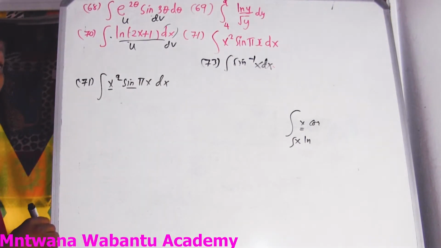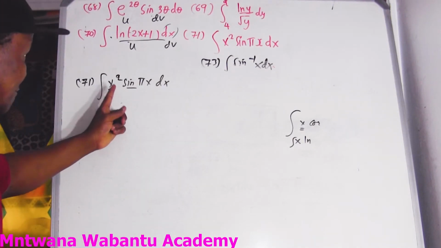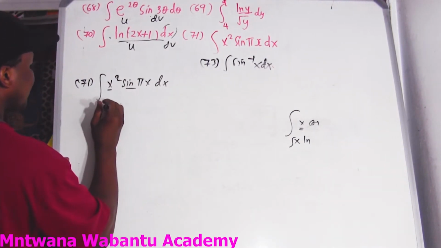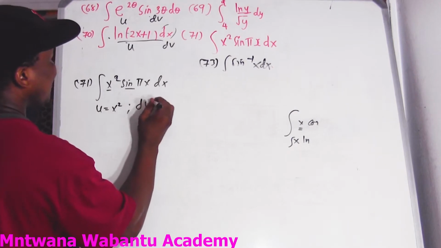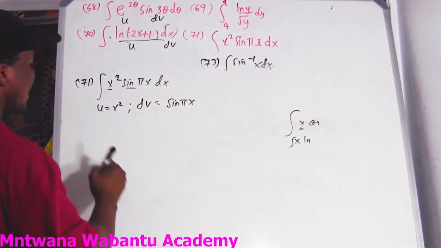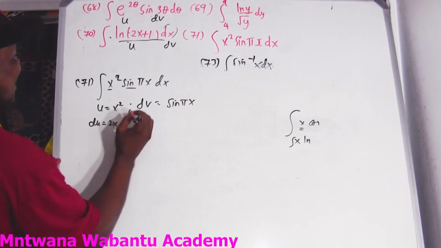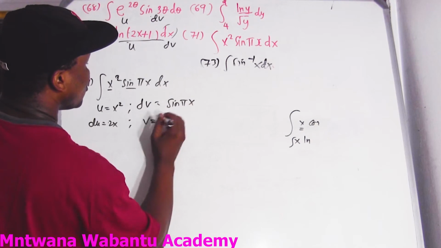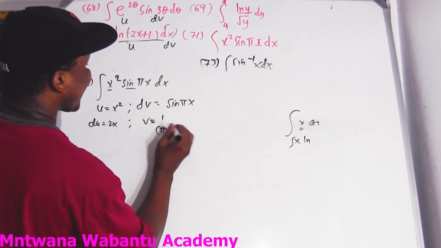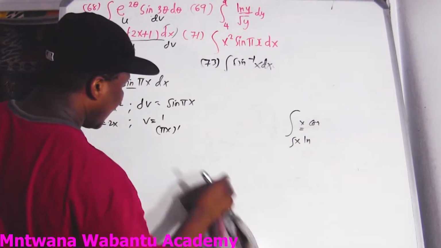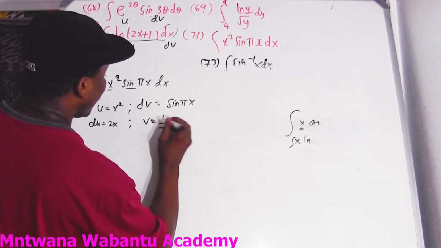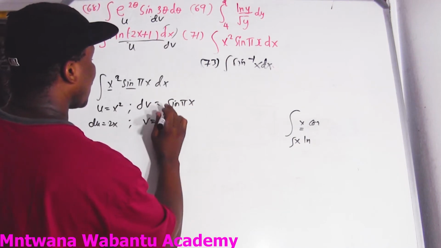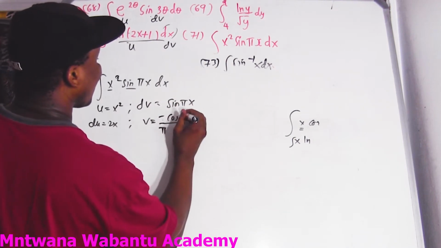This is by parts too, because the structure is x squared and sine of something. So the formula we know. Let u equal x squared, and dv equal sine pi x. Now differentiate: du equal 2x. And v, when you integrate, you get 1 over pi, because you differentiate pi x, which gives pi. And when you integrate sine, you get negative cos, so it's negative cos pi x.